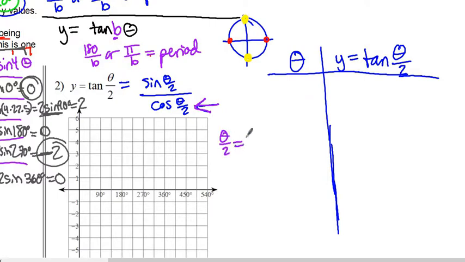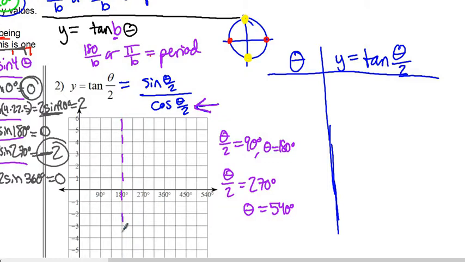So let's figure out when this equals 90 and when this equals 270. This is going to equal 90. If we were to solve that, multiply both sides by 2, we would get 180. And this one, if we multiply by 2, we get 540. So that means we're going to have asymptotes at 180 degrees and also at 540 degrees, which is way over here.